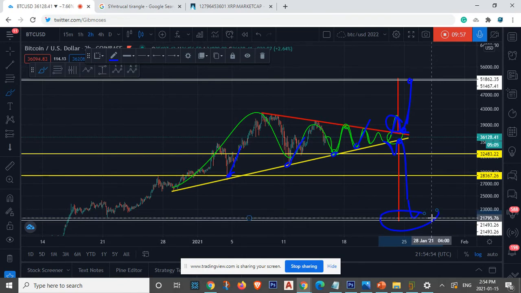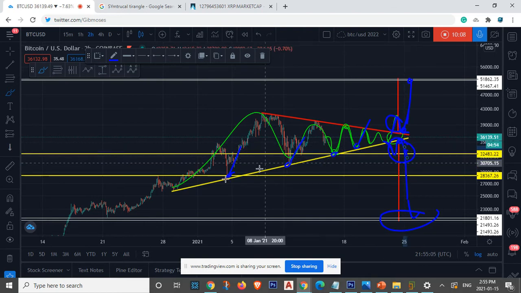20 to 22,000. Okay. There's people out there, the bears, people that short the market, they make money by shorting the market. This right here would be your confirmation too. So you would short the market, make money.